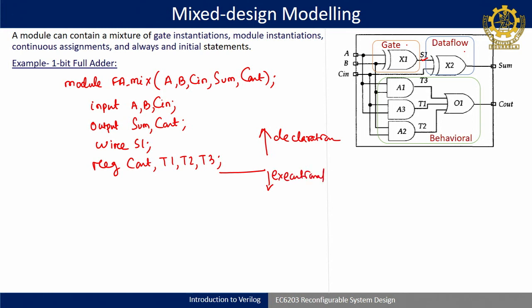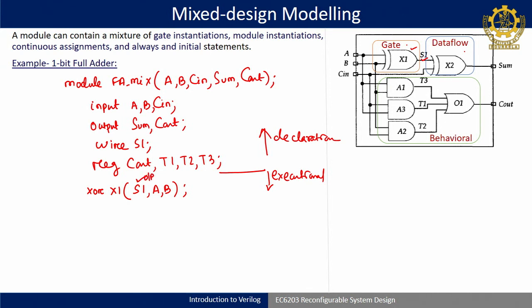So while execution, let's say we go for gate type modeling. When I am doing gate modeling, I will write down XOR, the label is X1, then first I will write down the output. So output here is S1 followed by inputs A, B, then semicolon. So gate level modeling of XOR with label X1 is over. Correct. So remember, always output first.